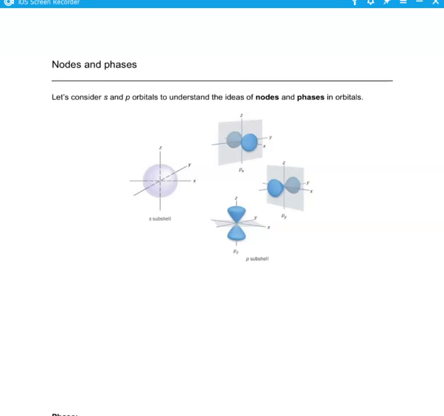These segments are called lobes. So for example, the pictures below, here's a pz orbital because it's directed along the z-axis of the coordinate system, and it has 2 lobes, just like the px and the py. So the segments of an orbital are called lobes.